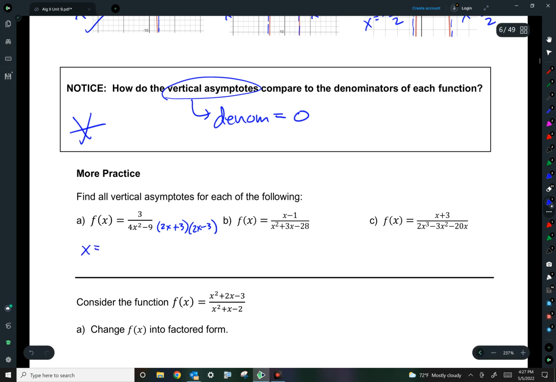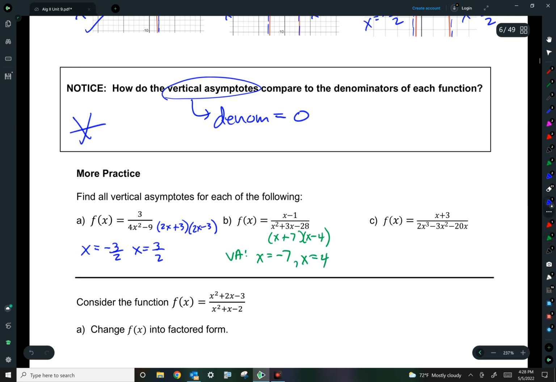Wouldn't it be when x is negative 3/2 and when x is positive 3/2? So that means I have 2 vertical asymptotes. Look at letter B. What would make that denominator be 0? Well, I don't know. Let's factor it. x plus 7, x minus, not 3, x minus 4. That'll give me positive 3 in the middle. So that means I have a vertical asymptote at x equals negative 7 and x equals 4.